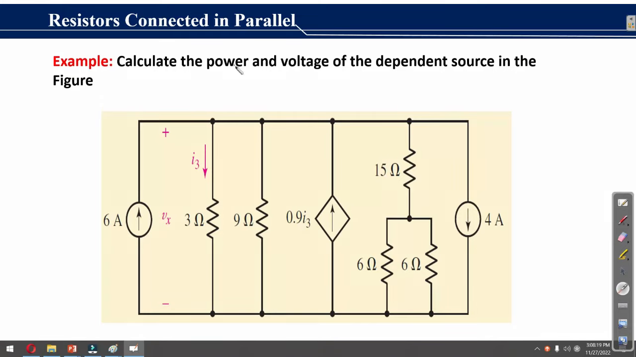The question was to calculate the power and voltage of the dependent source. In this figure as shown here, we found the voltage of this dependent source already, which is 10 volt, and then the next step is to find the power of this dependent source. And for this we need to find IR3. IR3 is V over 3. This is because the current of this dependent source is 0.9 I3. So that's why we need to find IR3. Let's find IR3 first.